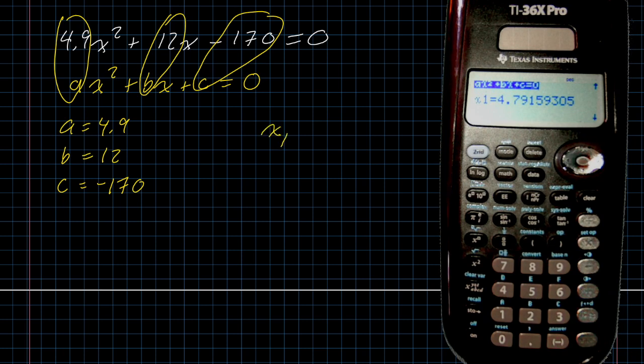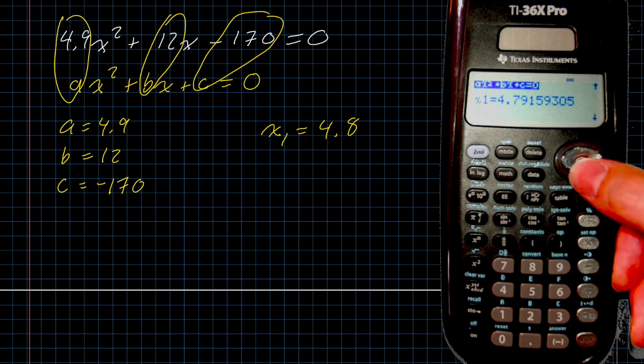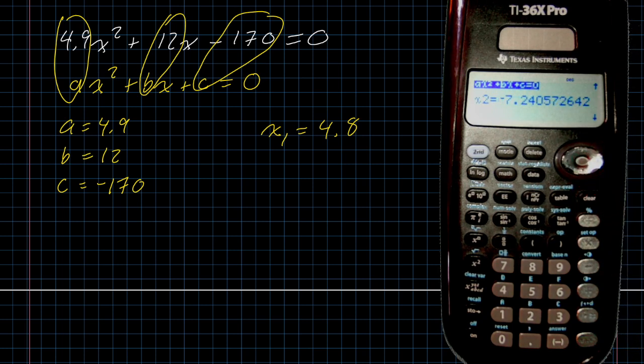It gives me that x1 equals 4.7915, etc. I have two significant figures in all of my entries, so I'll round that to two significant figures and call it 4.8. I also have this up and down arrow over here, and if I hit down, it will give me the second solution. x2 equals negative 7.2.